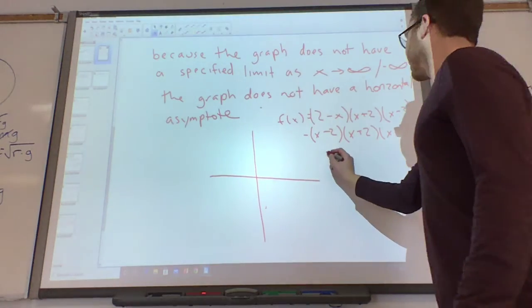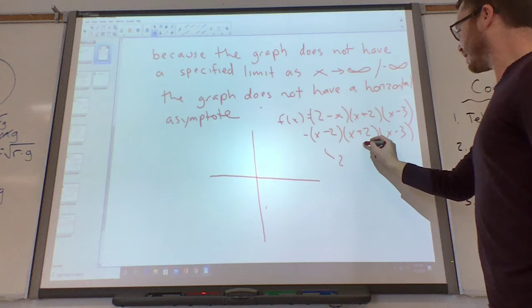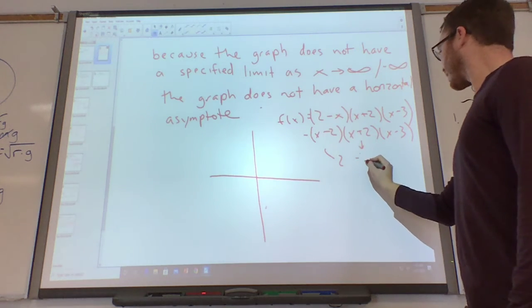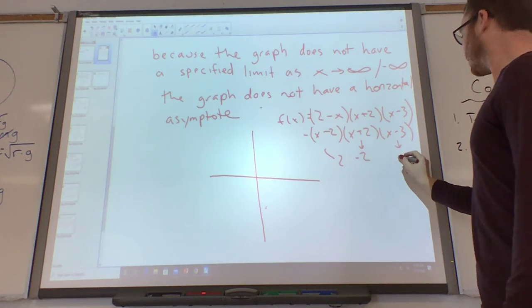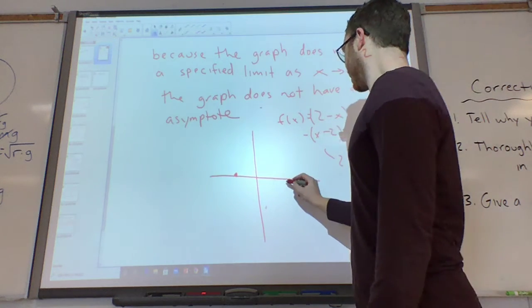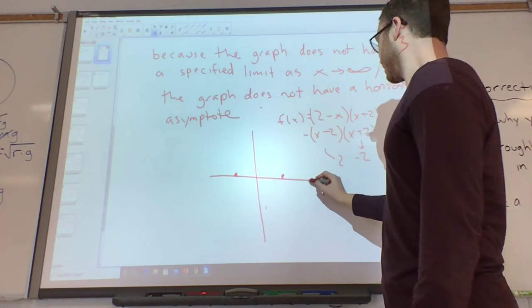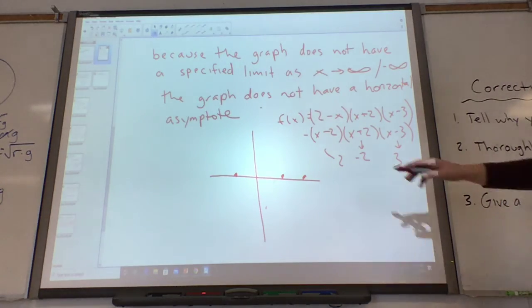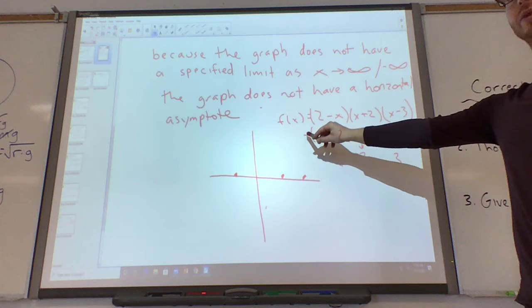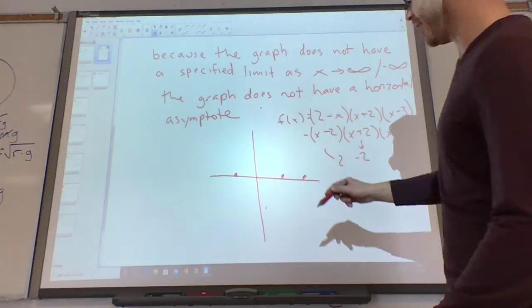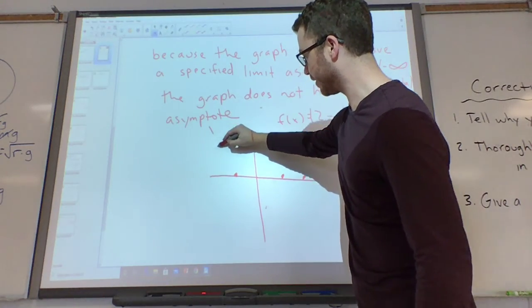So here we have 2. This one, we have negative 2, right? And here we would have 3. So negative 2, 2, and 3. Okay, this negative in front will tell us that the end is going to be pointing down, and we've just found our zeros there. So our function is going to look something like this.